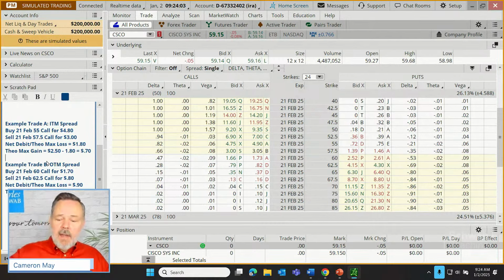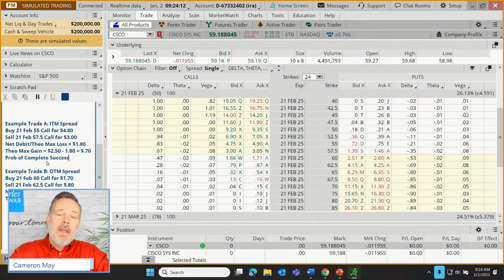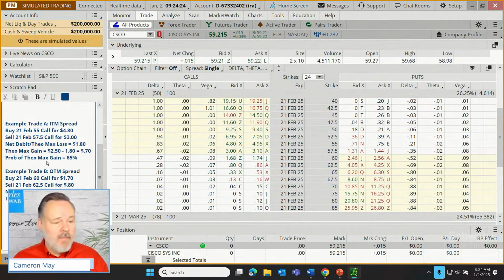So, matter of fact, I'm going to put that down here as the probability of complete success. Complete being defined as maximum theoretical gain. Another way that we can just say that is, what's the probability of theoretical maximum gain? Right now, it's about 65% for this trade. Awesome. Guess what it is not for this trade?